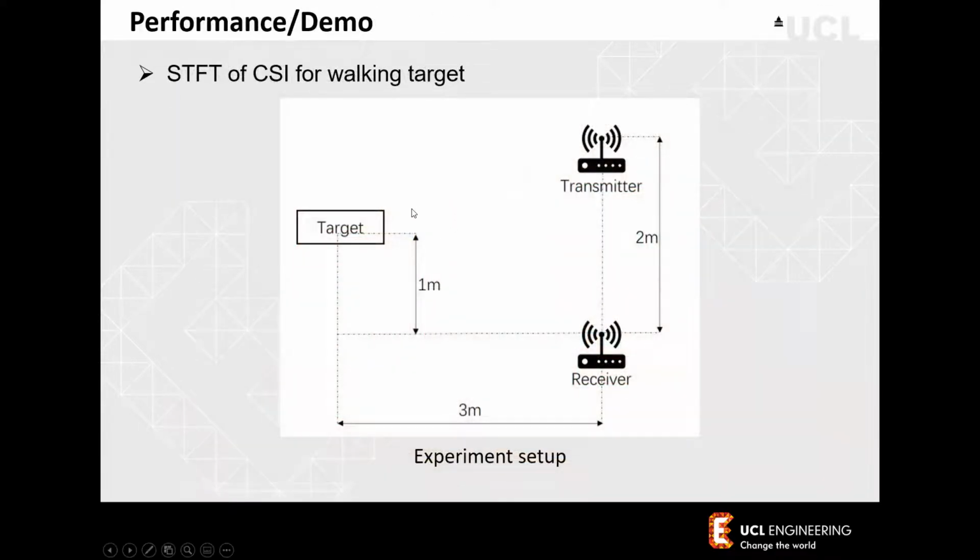Okay, so now I'll give some performance and demo for this CSI-based Doppler radar. First, we put one transmitter and one receiver about 2 meters apart. Then we have a person as the target, walking around this area, basically walking forward and back, just to demonstrate how this transmitter and receiver with the CSI, with all the proposed concepts, work to generate the Doppler spectrogram.